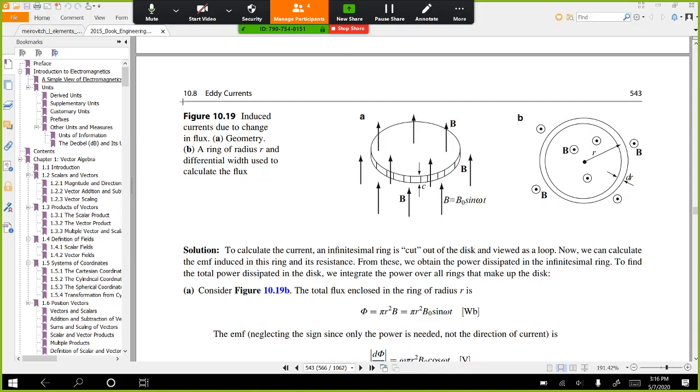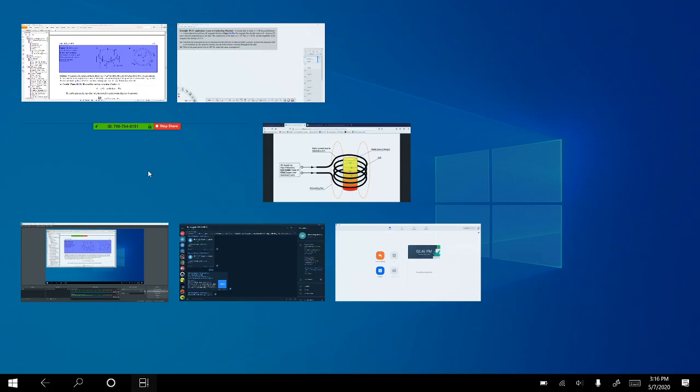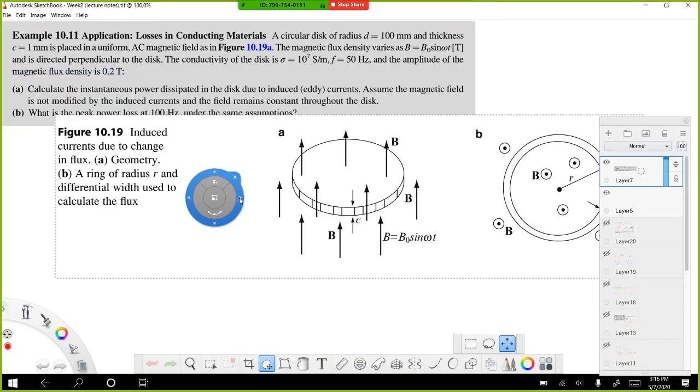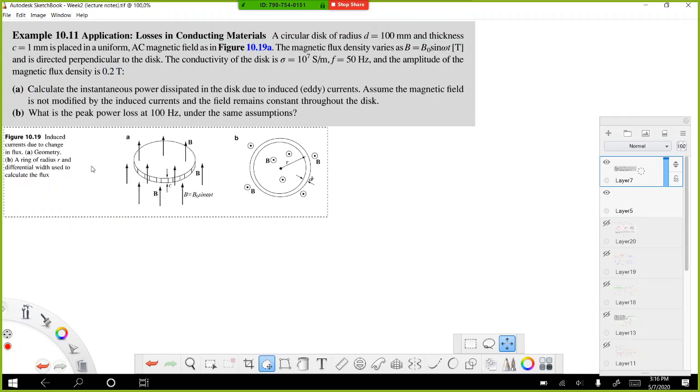Let me copy the figure as well. So we go to here. So let's read the problem.